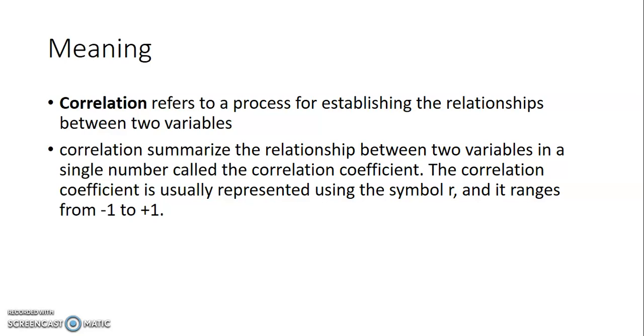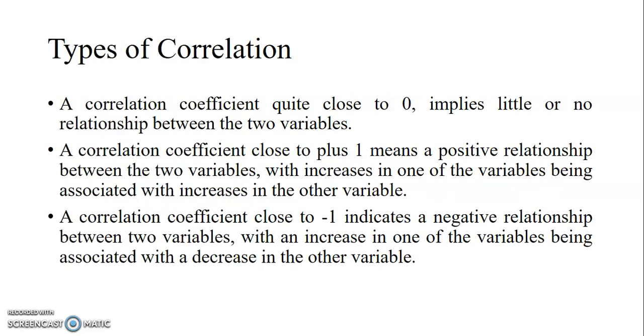Usually, the correlation coefficient is represented as the symbol R, and it ranges from -1 to +1. Types of correlation: we have three types of correlation. One is no correlation, then positive correlation, and then negative correlation. A correlation coefficient quite close to 0 implies little or no relationship between the two variables. That is no correlation.